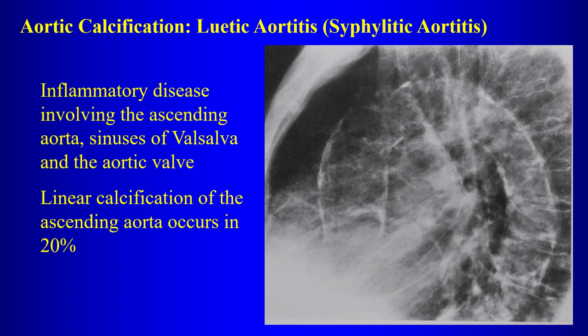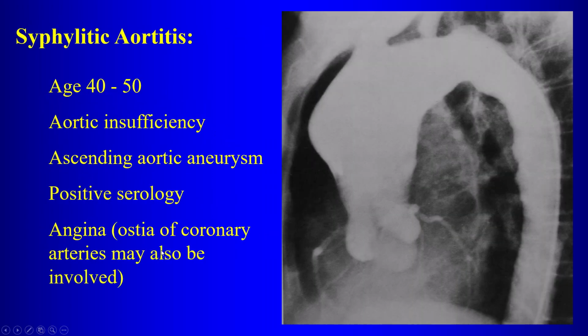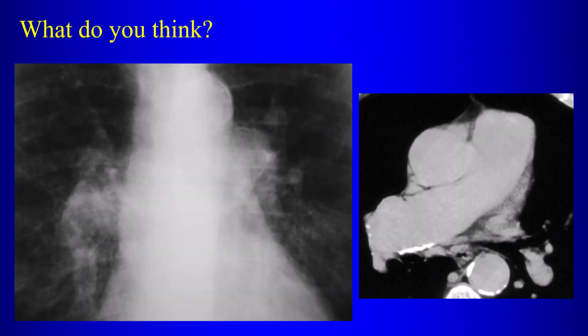It can extend down to the sinuses of Valsalva and to the aortic valve. So these patients might have linear calcification of the ascending aorta as demonstrated here. These patients can also have aneurysms of the ascending aorta, and that dilatation of the ascending aorta can dilate the aortic annulus, resulting in aortic valve regurgitation.